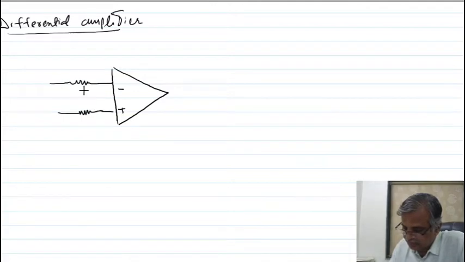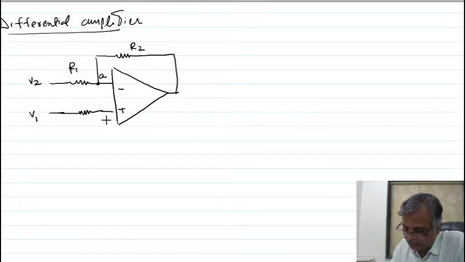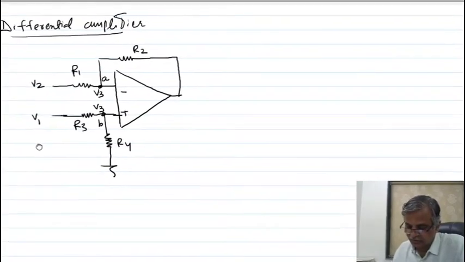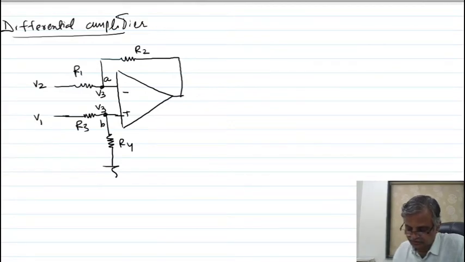This is R1, this is R2. This potential at A is VA, this is the V1 voltage, this is the V2 voltage. This is R3, this is R4, and this potential I am writing V3. This is also V3, because due to infinite input impedance this does not draw any current.